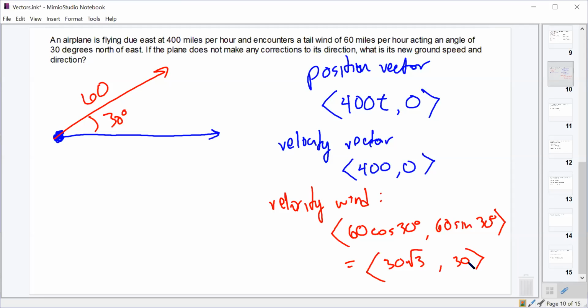And the vector that represents what the plane is doing regardless of the wind is 400, 0. So what do you think we should do to figure out what the plane's new ground speed and direction is? What do you need to do with those two vectors?